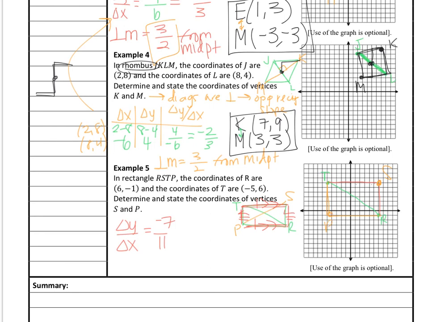So this one's not tilted at all. It's actually vertical and horizontal, however you want to call it, because we know that there are right angles formed by a vertical and a horizontal line. And we know that opposite sides are congruent because they have the same length. This was the length of 11, this was the length of 11, and then again we have 7 and 7 here.